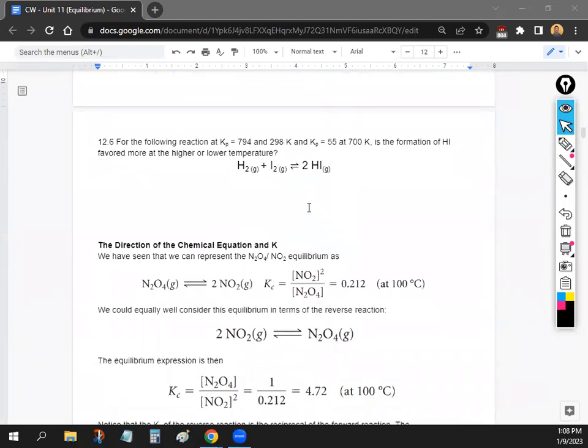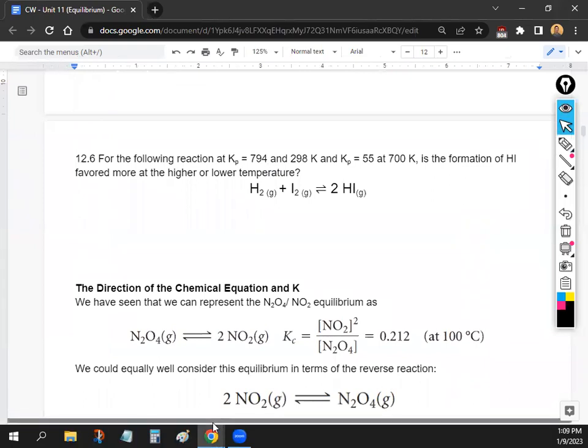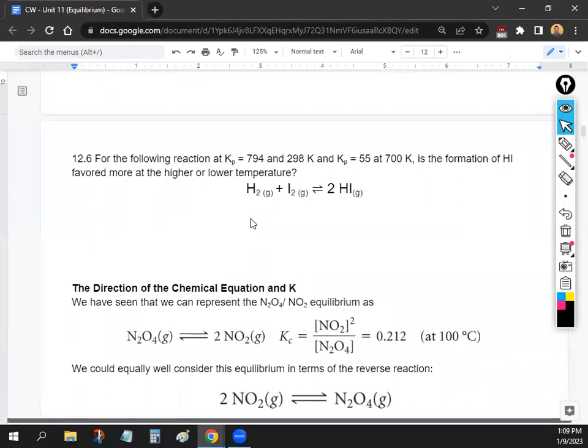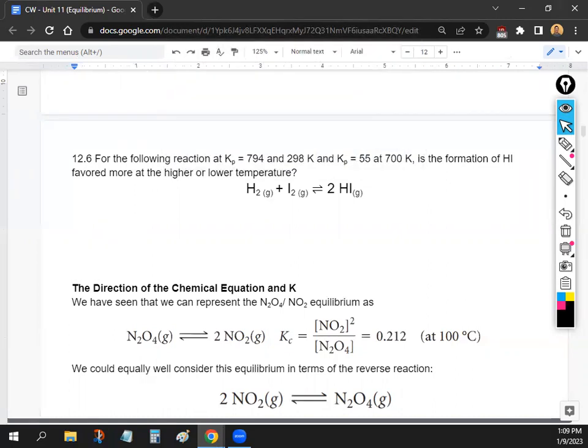Oh, you guys can try 12.6. I'll give you about 2 minutes to try 12.6. This one is kind of an FRQ style problem, I guess. I want you to answer the question, but also explain it. So for 12.6, for the reaction, you've got KP at a certain temperature, and you've got a KP at a different temperature. I want you to tell me if the formation of the product is favored at a higher or lower temperature. Take about 2 minutes. Try to answer it and explain it, and then we'll go over it together.